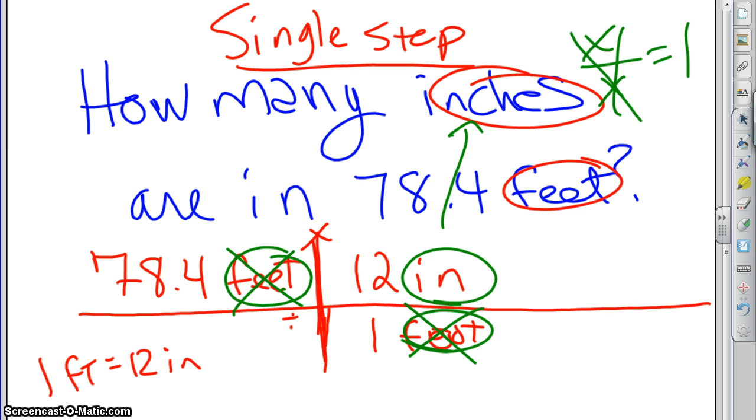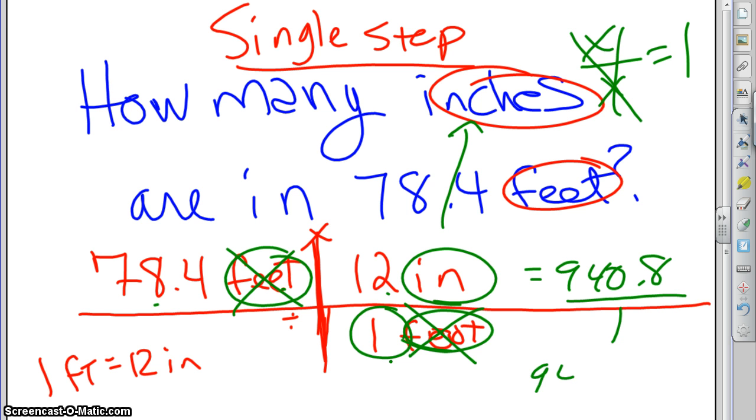How many inches? And so we look at the numbers that are remaining. The numbers are 78.4, 12, and 1. And what are we going to do? We're going to take 78.4 times 12, and that's 940.8. And then we're going to divide it by 1, which still is 940.8. So we have an answer of 940.8 inches.